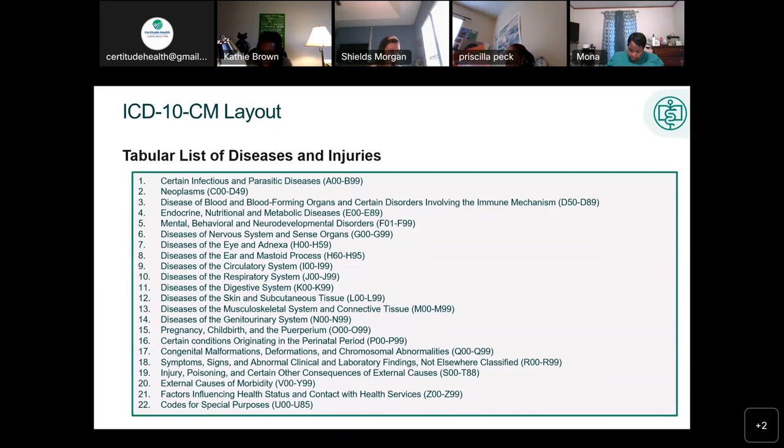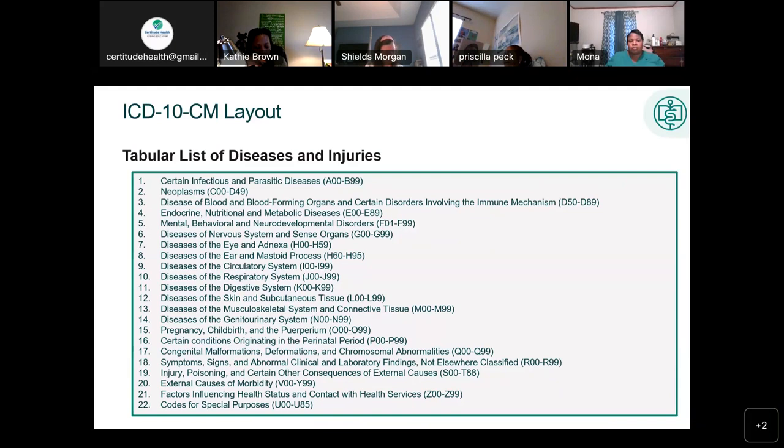Highlighters, please. There are four sections of guidelines. Section one is the conventions, general coding guidelines and chapter specific guidelines. So these are guidelines that are going to pertain in general to all ICD-10.